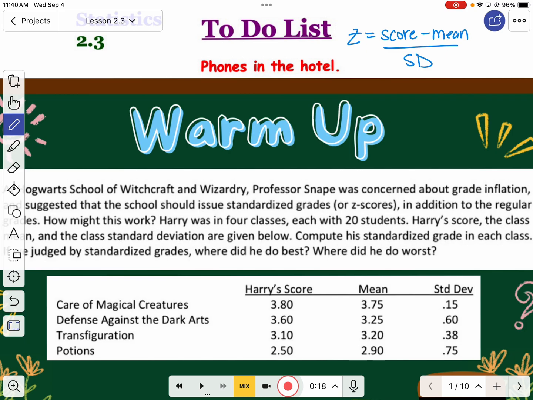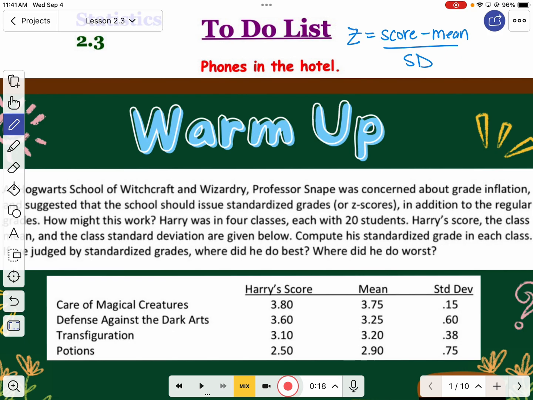Okay, so what we need to do now, we're going to pick up our calculator and let it work for us. We need to get a z-score for all 4 of his classes, so that we can figure out where Harry did the best and where he did the worst. And remember, we have to do it in 2 steps, so that we don't mess up the math. Lucky for us, they put everything together right there, didn't they?